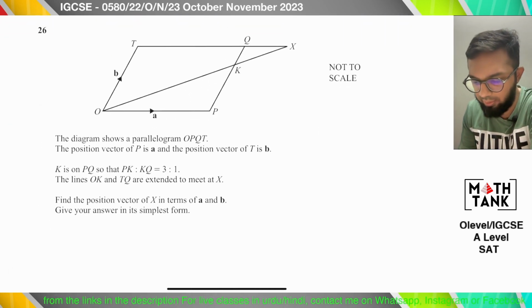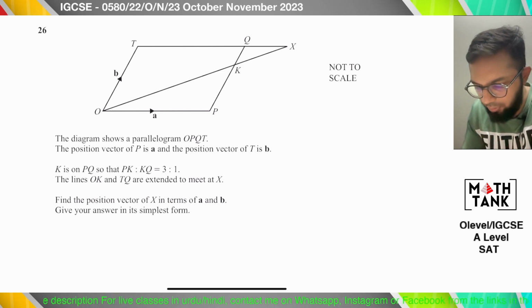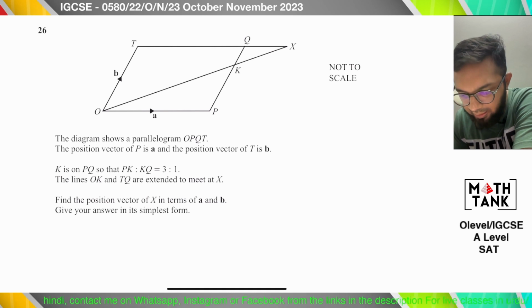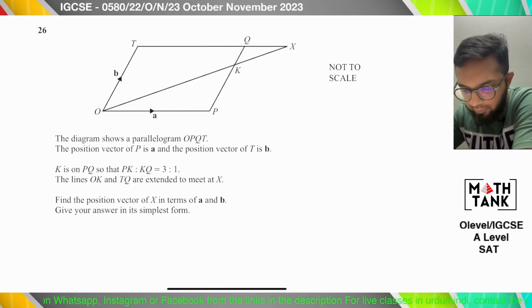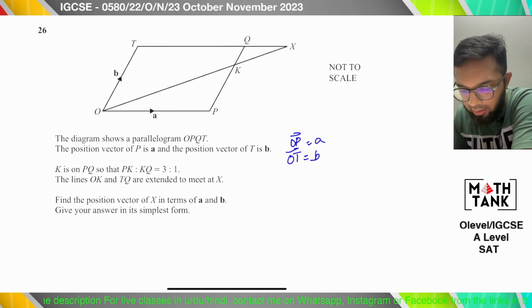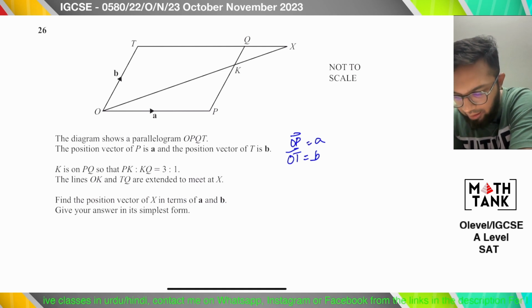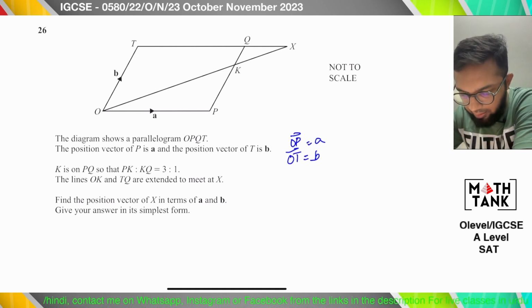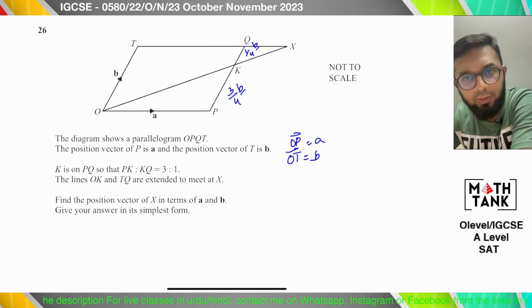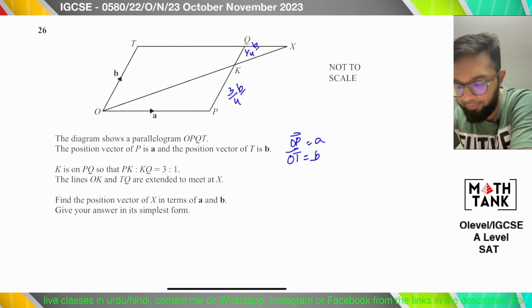Last question, question number 26. The diagram shows a parallelogram OPQT. The position vector of P is A and the position vector of T is B. So OP is A and OT is B. K is on PQ such that PK to KQ is 3 to 1, so this is 3/4 and that's 1/4. Of basically B, and 1/4 of B. Why? Because that entire thing OT is B.